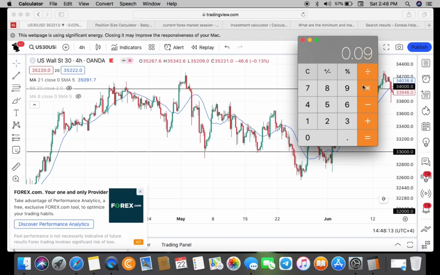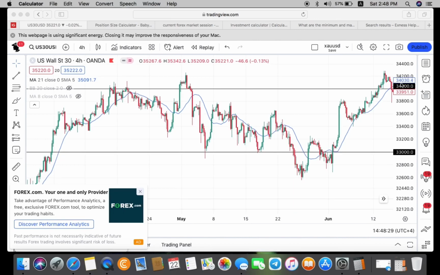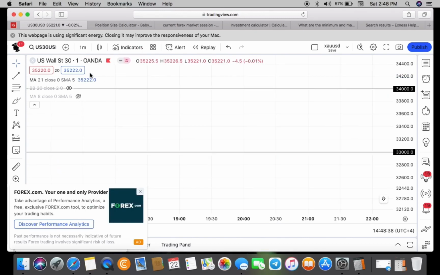The reason is because the market is highly volatile. So this is a 4-hour time frame, as you can see here on my chart, and you can see the current price is ranging from 33,000 to 34,000. I'm going to show you guys something quickly. So this is the 1 minute time frame right here.